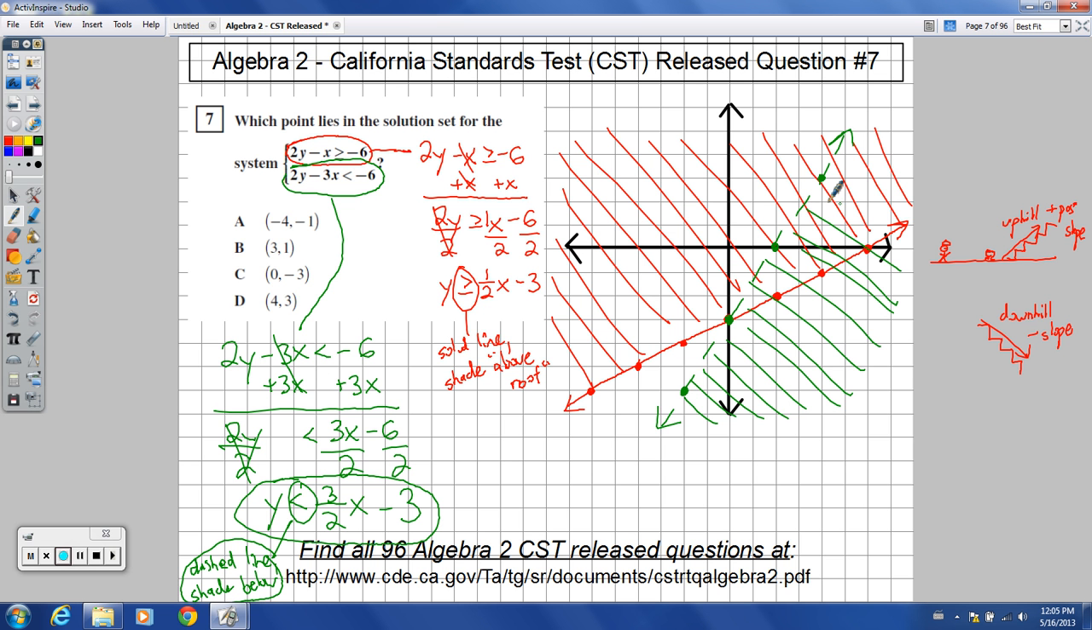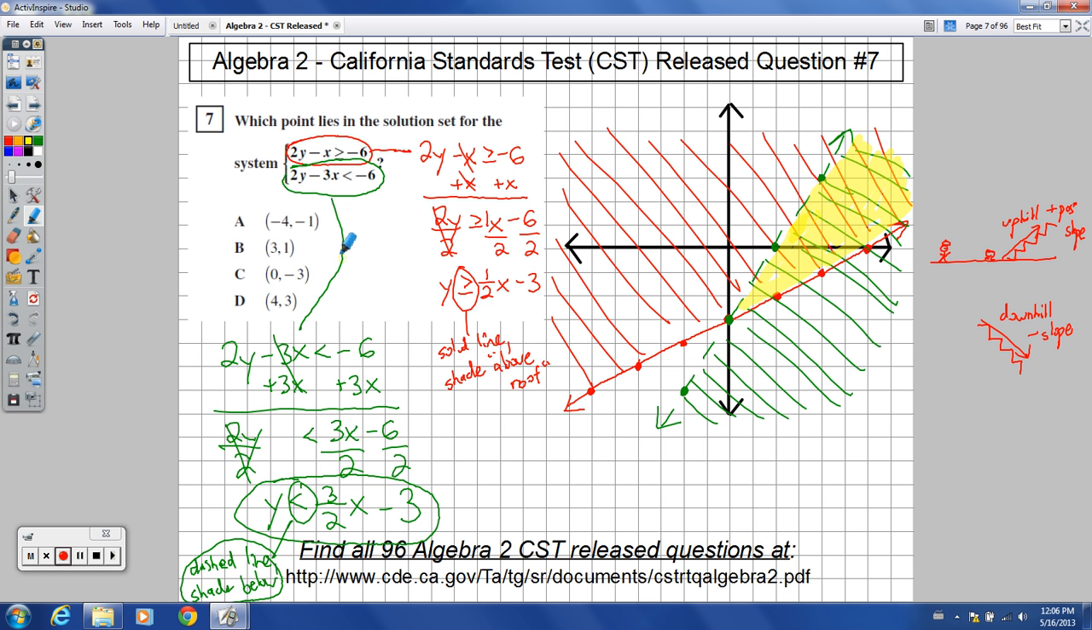Now, what is included in both parts, or what's both red and green? I will highlight this here. This part is both red and green right here. So this is my solution set. It could not lie on the green line because it's dashed. That means it doesn't include that line, but it could lie on the red line.